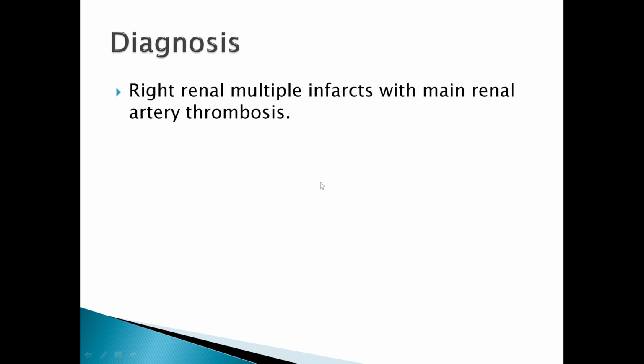So based on these findings, right renal multiple infarcts with main renal artery thrombosis was the diagnosis.